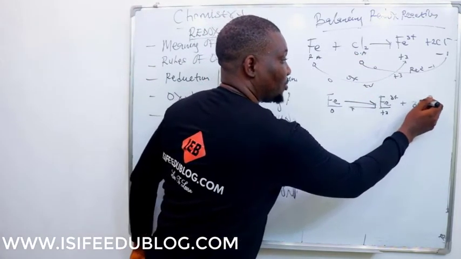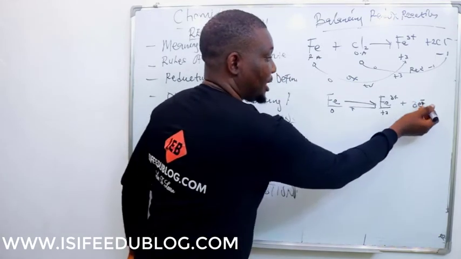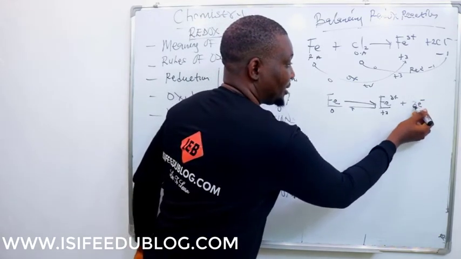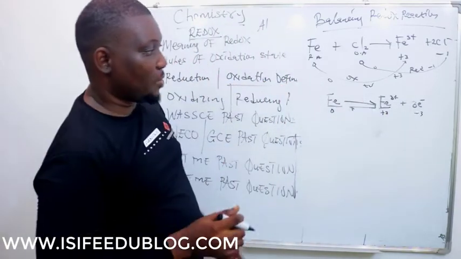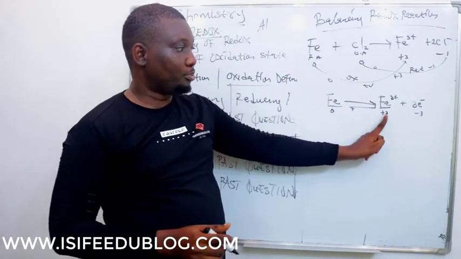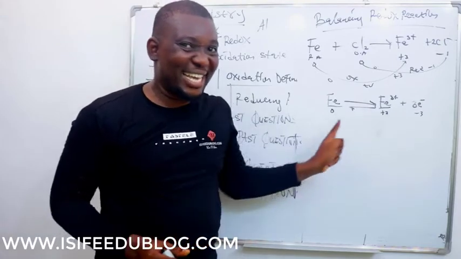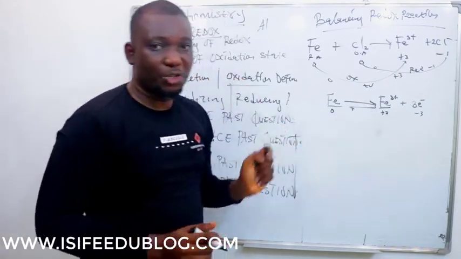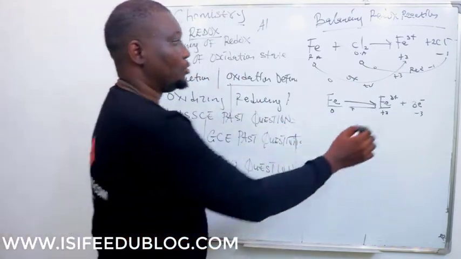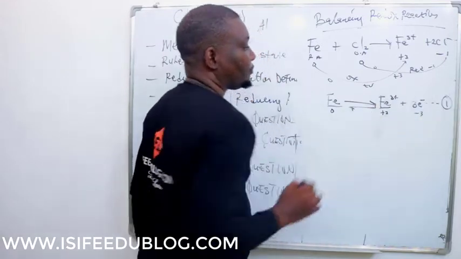So if I have 3 electrons with the symbol of electron here, the total charge here is minus 1 times 3, minus 3. Now that we have minus 3 here, minus 3 plus 3 is 0. So technically, this equation is balanced. I can just call this equation 1.